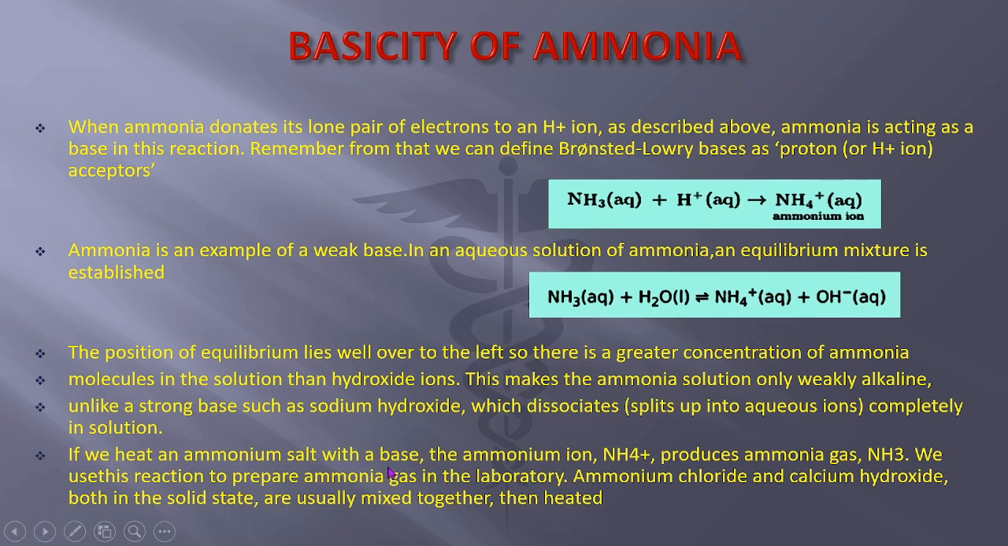If we heat an ammonium salt with a base, the ammonium ion produces ammonia gas. We use this reaction to prepare ammonia gas in the laboratory. Ammonium chloride and calcium hydroxide, both in the solid state, are usually mixed together and then heated.